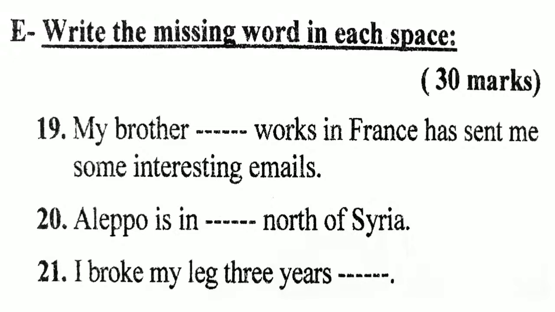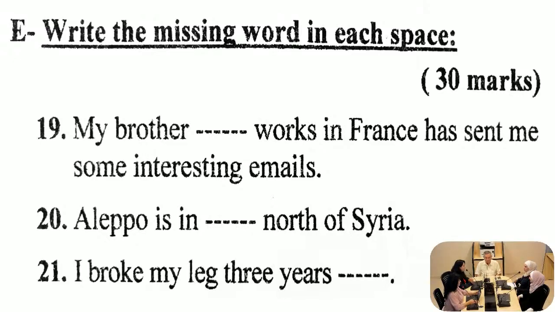So my brother who works in France. Aleppo is in the north. So the north, the west, the east, all directions. The north of Syria. I broke my leg 3 years ago. This is simple past, so it has to be ago. Now, why is it the north of Syria, not a north of Syria? Because there is only one north, one south, and one east.